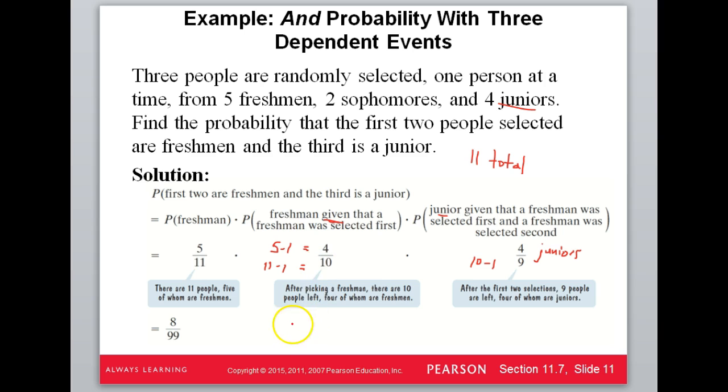Alright, we can reduce 5 out of 11 times 4 out of 10 times 4 out of 9. Alright, the 10 and the 5 will reduce to a 1 and a 2.